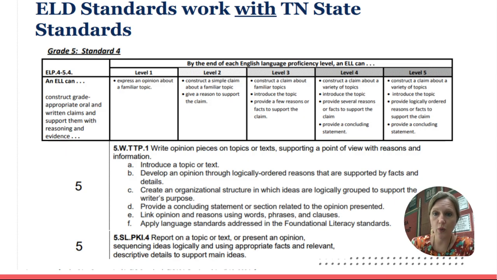ELD standards work with Tennessee state standards. So this is grade 5, standard 4, and if you look at the graphic, it's connected to the ELP standards 4, 5, and 6. So this is just a snapshot of what students should be able to do at each level. If you look at their score report for ELPA 21, that gives you an idea of how the standards are connected and what they should be able to do at that level.